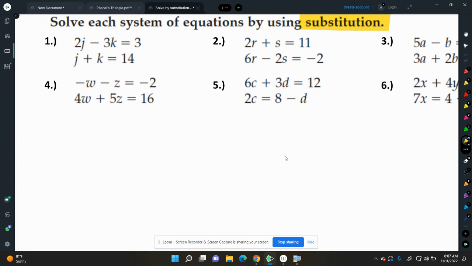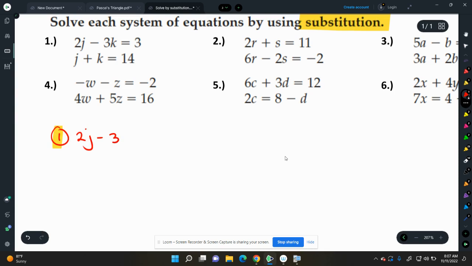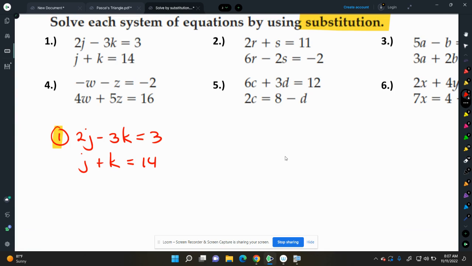Okay, so how do we solve this using the substitution method? I'm looking at number 1. We've got to get back into gear here, right? I want to solve this using the substitution method. Subtract the K. So why am I subtracting the K? You can either subtract the K or the J, but still leave one variable. Right, we want to isolate one of the variables.